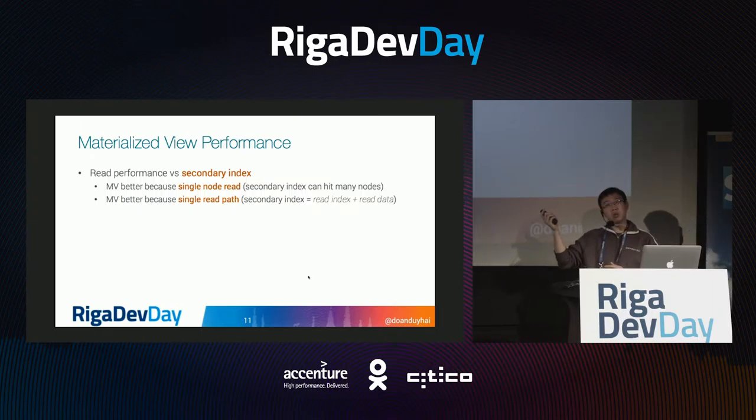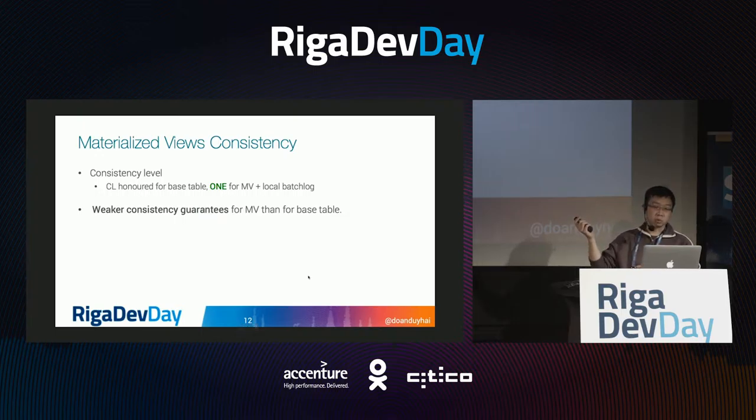Another thing you need to be aware of is the consistency model. When you are writing to the base table with a consistency level, well, it is honored. But the consistency level and the consistency guarantee on Materialized View is weaker because we don't have any distributed lock. We don't want to lock the whole database to synchronize the views with the base table. So the updates are eventually consistent. It means that it will be done sometime. You don't have immediate guarantee that the update to the view will be done right now.